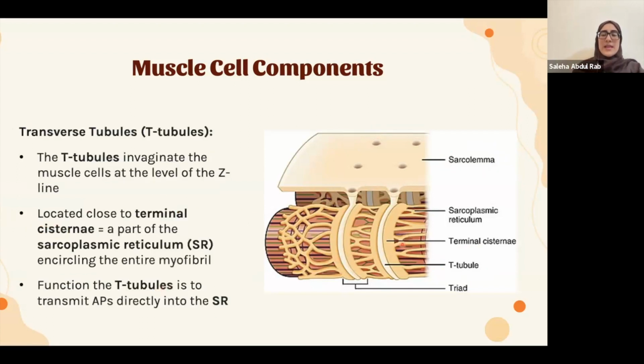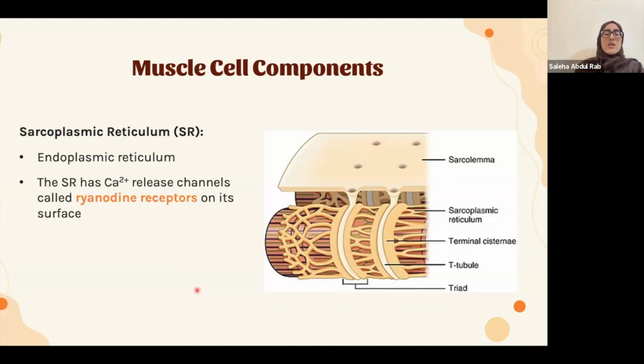Okay, so the T tubules that I highlighted over here invaginate into the muscle cell at the level of the Z lines. We'll see what the Z lines are in just a minute. And they're located close to the terminal cisternae, part of the sarcoplasmic reticulum, and they encircle the entire myofibril. The function of these T tubules is to transmit action potentials directly into the sarcoplasmic reticulum. Okay, so the action potential that arrives will touch the sarcolemma and then be transmitted through the T tubules to the sarcoplasmic reticulum. I hope everything is clear so far.